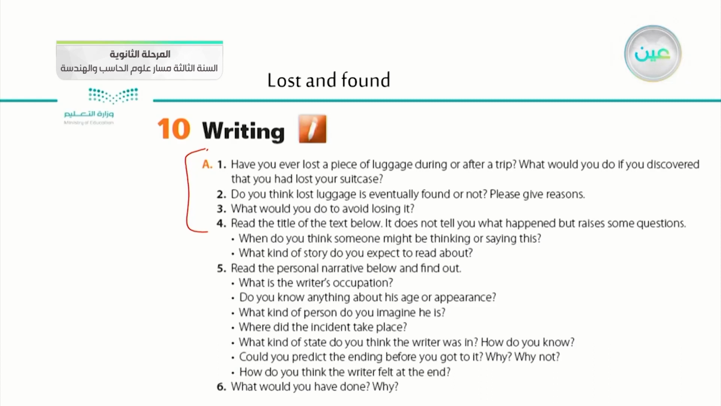Then you can answer number 5 and number 6 on your own, comparing your thoughts or predicting some answers for some of the questions. For example, what is the writer's occupation? It's not written, but you can predict his occupation concerning his trips and his busy schedule and so on.